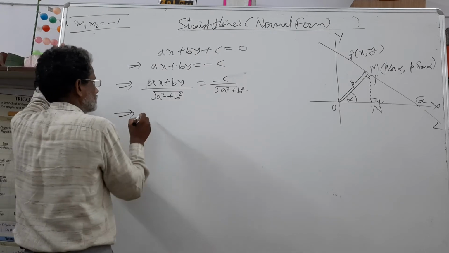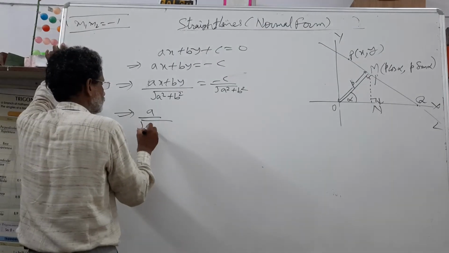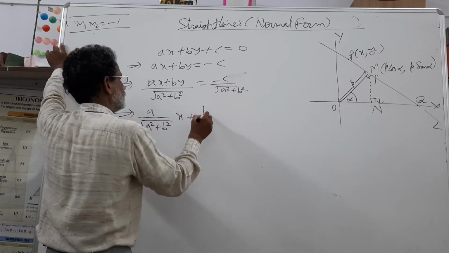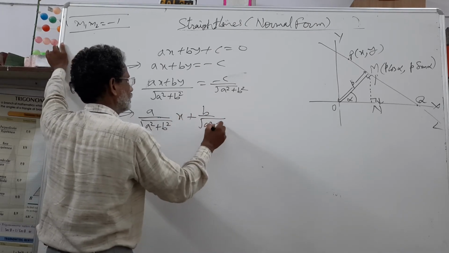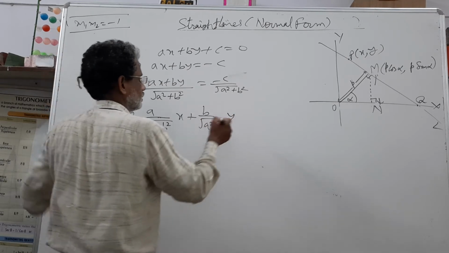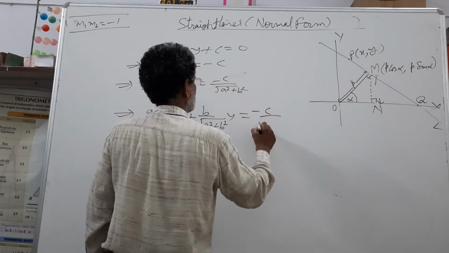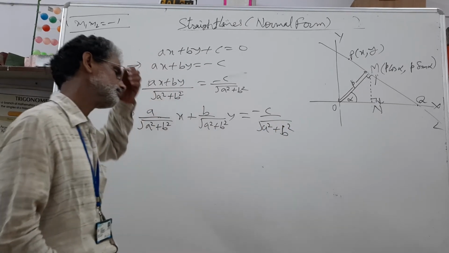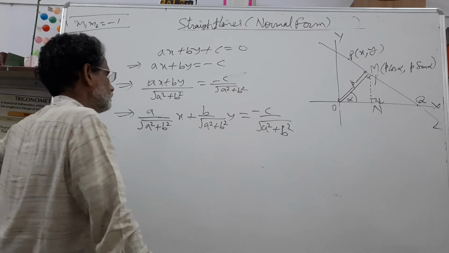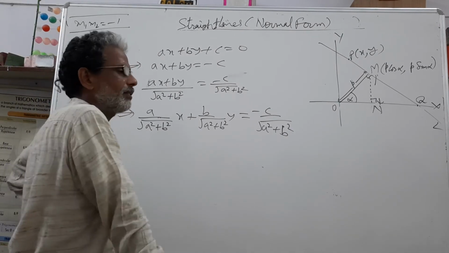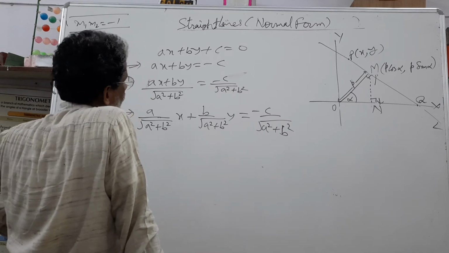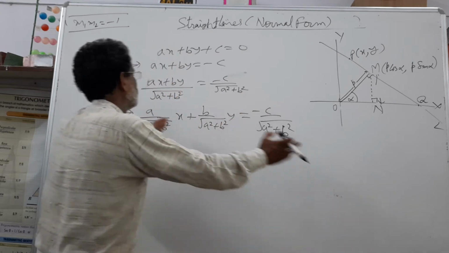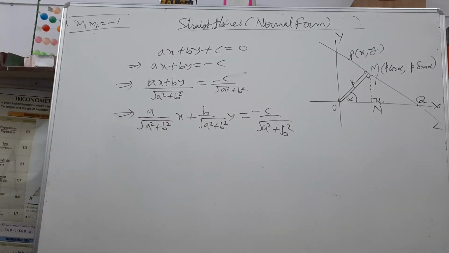This implies a upon under root a square plus b square x plus b upon under root a square plus b square y is equal to minus c upon under root a square plus b square. Remember that perpendicular is never negative. Therefore, if the right portion comes negative, multiply the whole equation by minus 1.